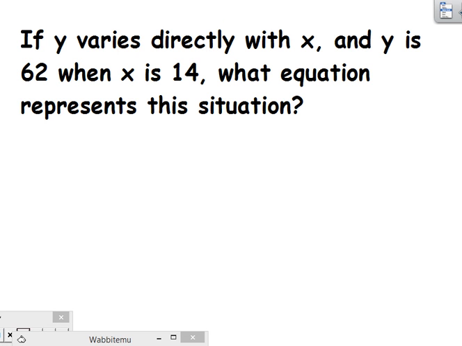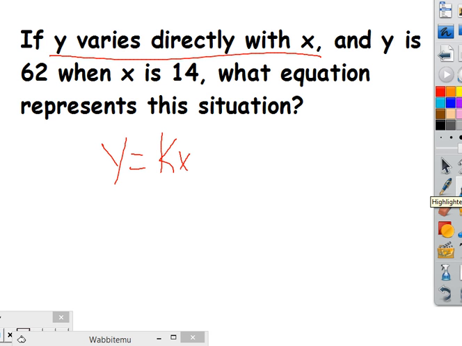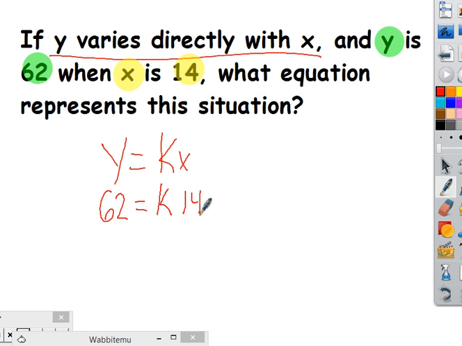Next question. Y varies directly with x, so again we have y is equal to kx. That's the first thing I think of when I think of varies directly. And I'm replacing values again. So what am I replacing? What information do I have? It says y is 62. So I'm going to put 62 where y is. And then I also know that x is 14. So I'm going to put my k in my equation and replace the x with 14.